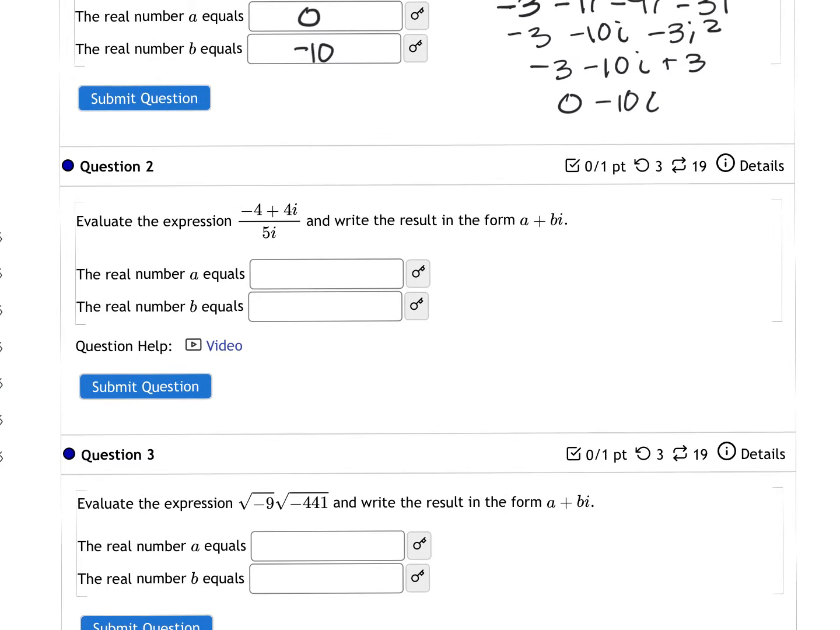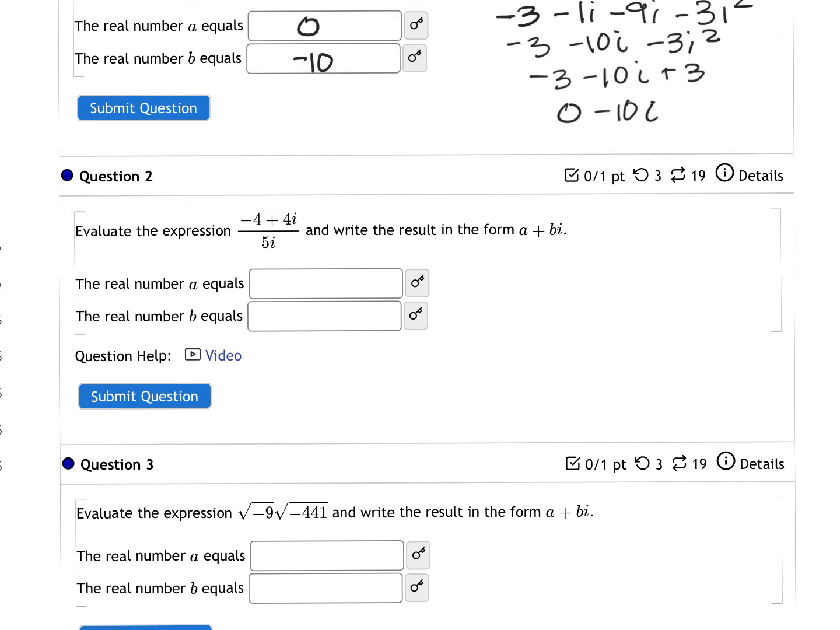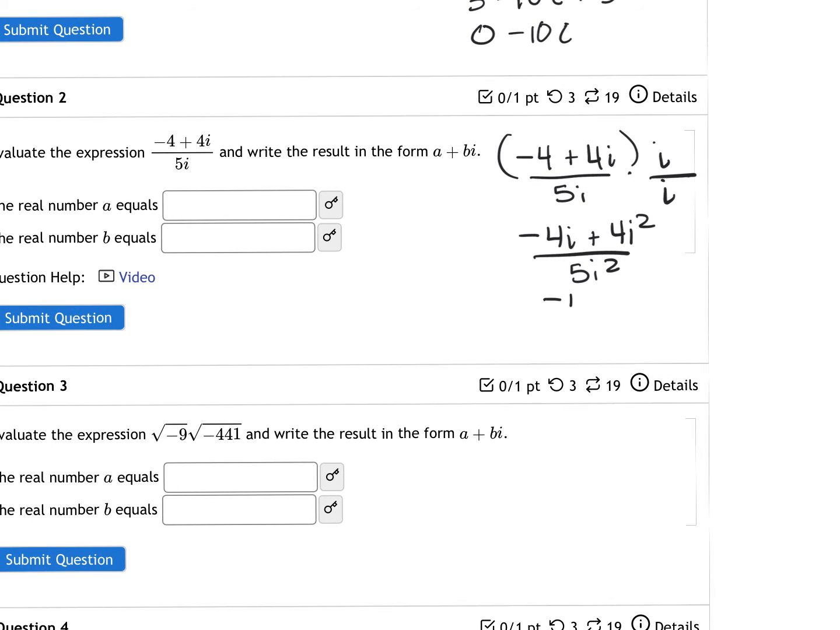All right, so if I want to get rid of an i on the bottom, a single i, so this could be separate, multiply top and bottom by i. All right, so that gives me negative 4i plus 4i squared all over 5i squared. All the i squareds become negative 1, so this is negative 4i minus 4 over minus 5.